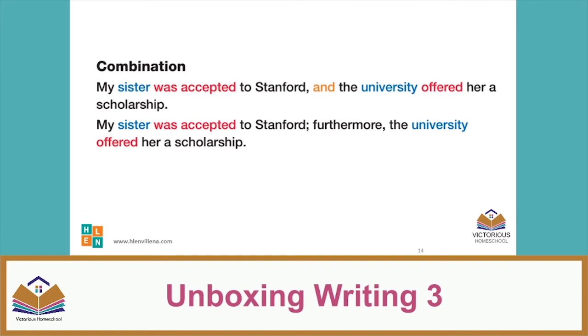You can write, my sister was accepted to Stanford, and the university offered her a scholarship. See, you used a conjunction there, with a comma, right? But you can also write it this way. My sister was accepted to Stanford; furthermore, the university offered her a scholarship. And they both have a combination relationship.